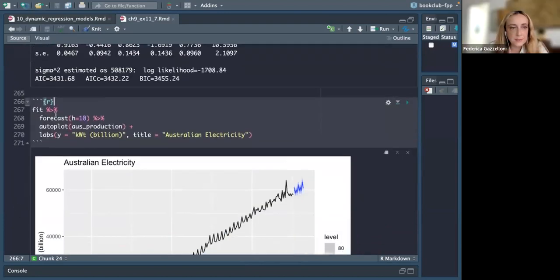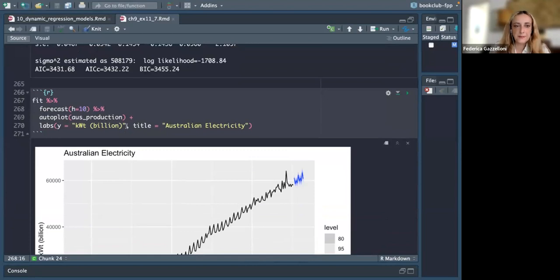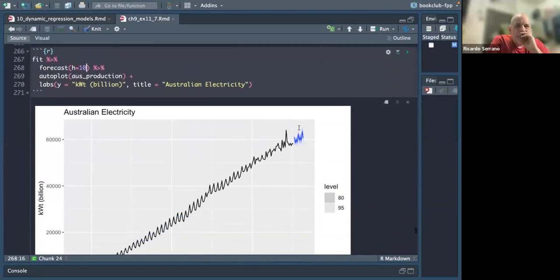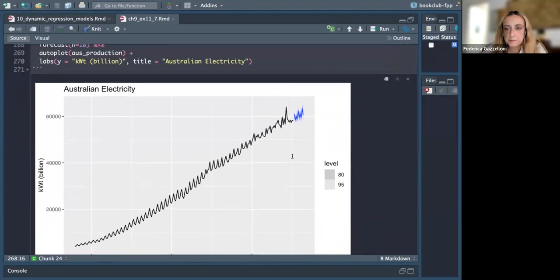Then use this model to do a forecast of 10 following periods. And we can see this nice forecast, showing even the confidence intervals.